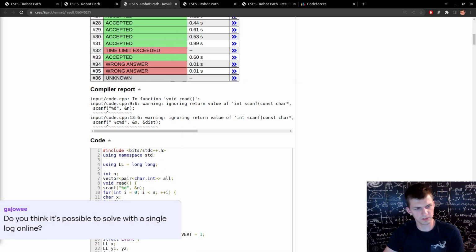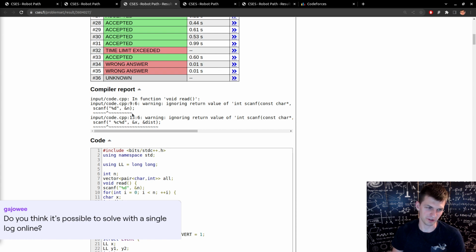Is it possible to solve in a single line? I mean, sorting here is... What do you mean online? We don't have queries here. Do you mean we go through the input as they tell us? I mean, we read the next command in the input and then we should do something.